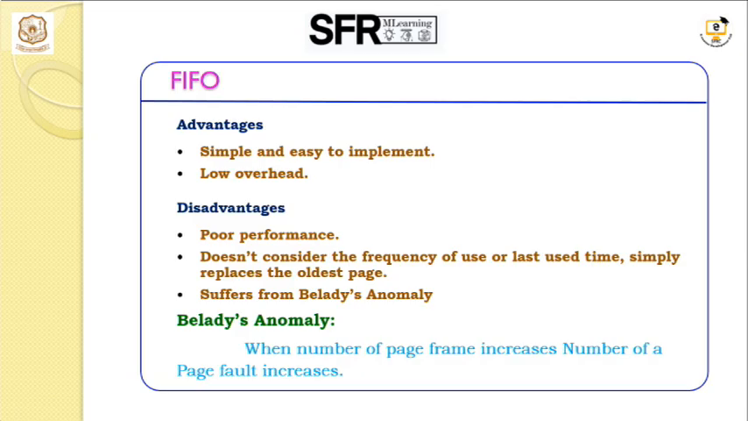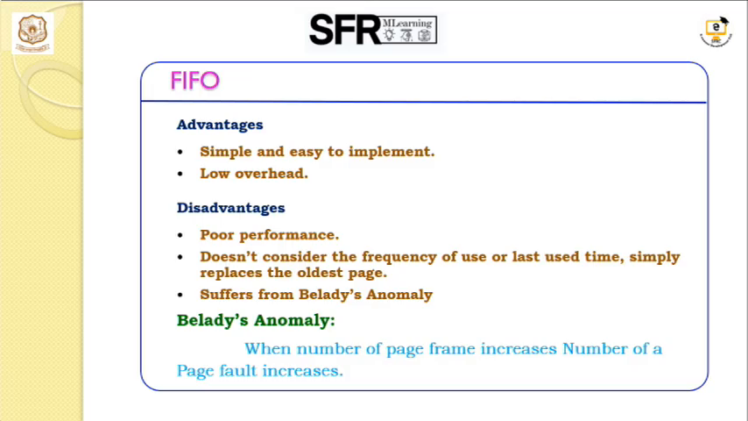The first one is poor performance. Why do we say it is poor performance? When the number of pages increases, it is not possible for us to track the list of frames. So, it leads to poor performance. It does not consider the frequency of use or the last used time, it simply replaces the oldest page, which means it will not consider the upcoming frames. So, this is a disadvantage.